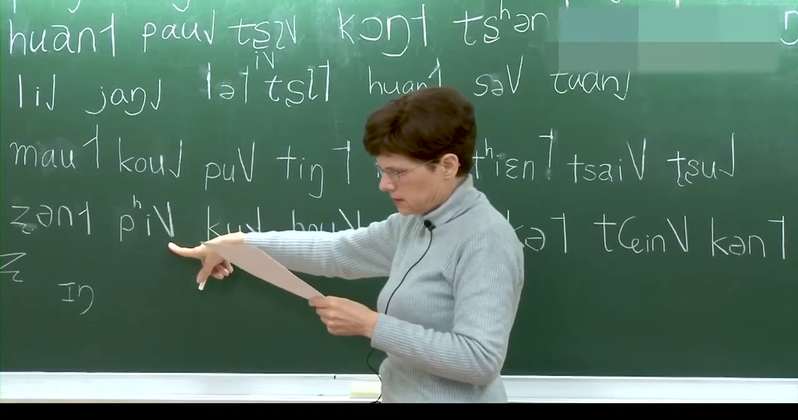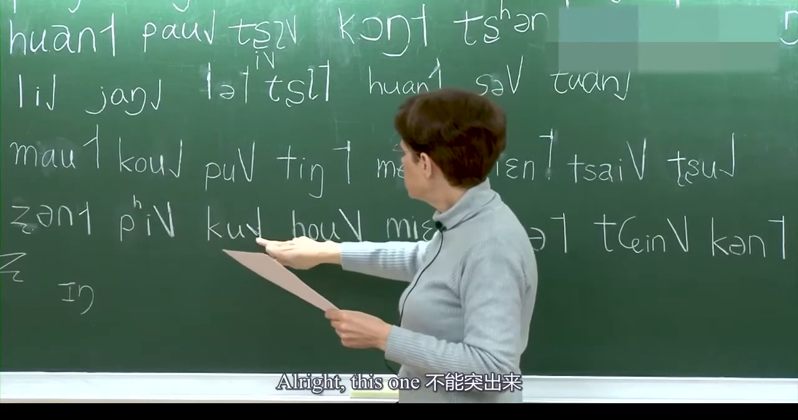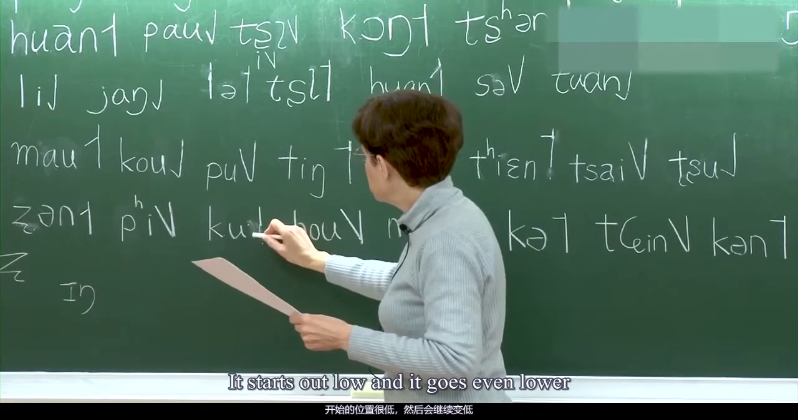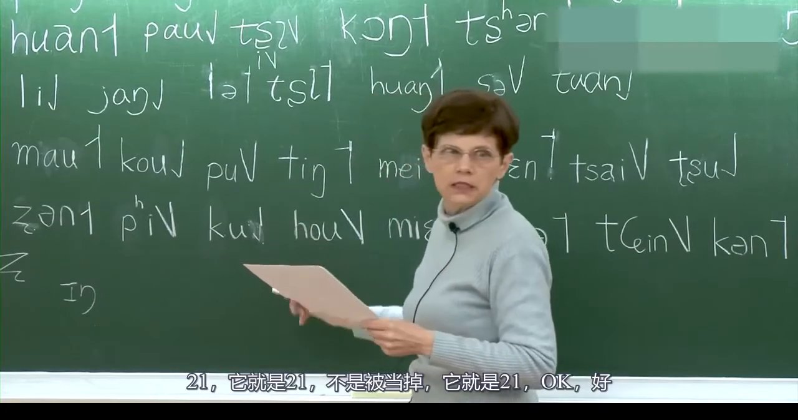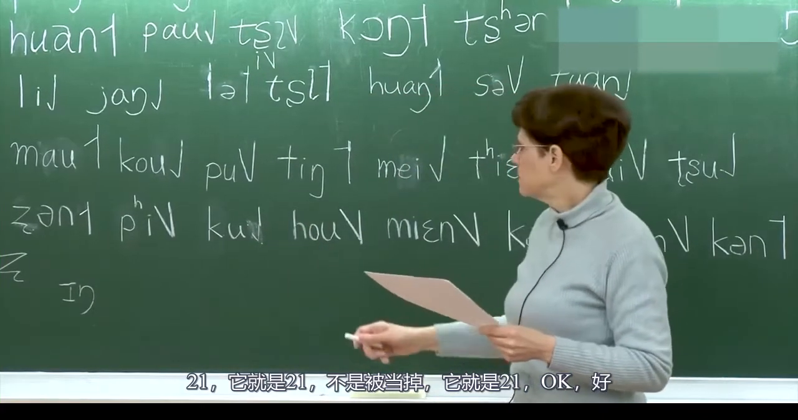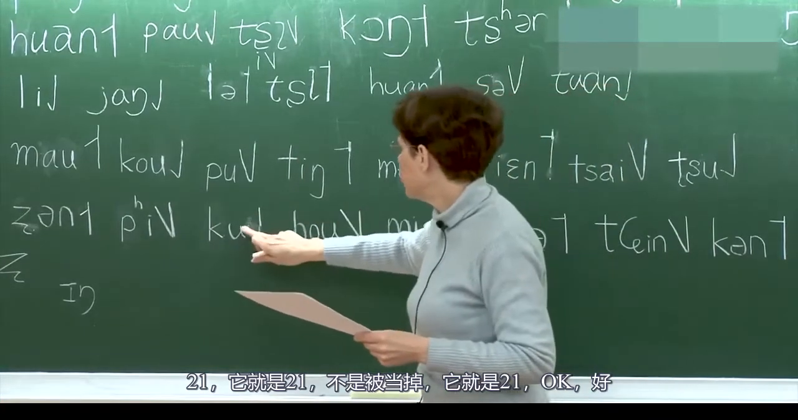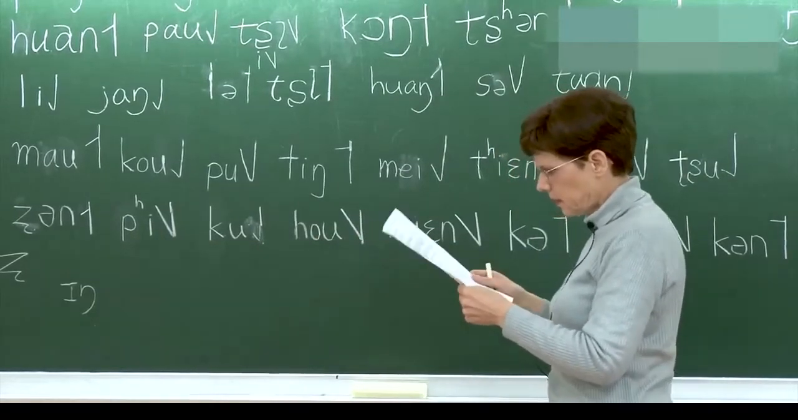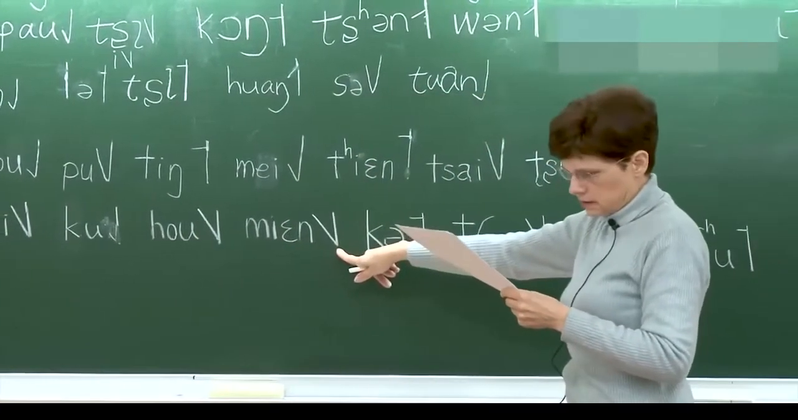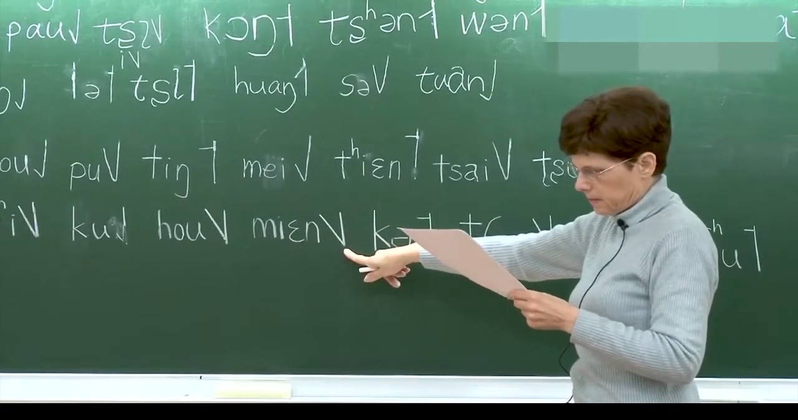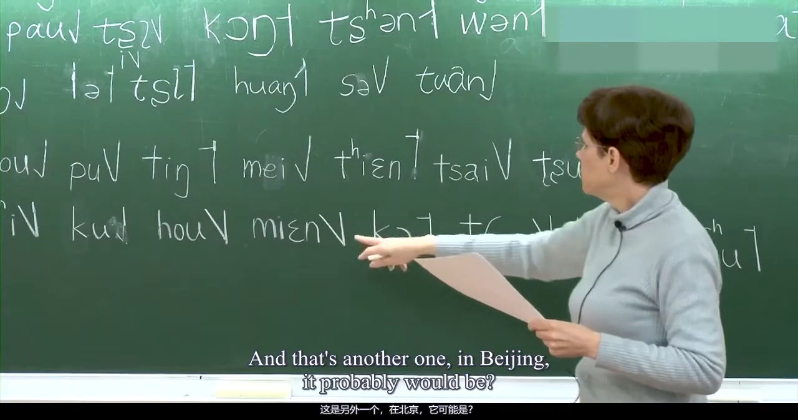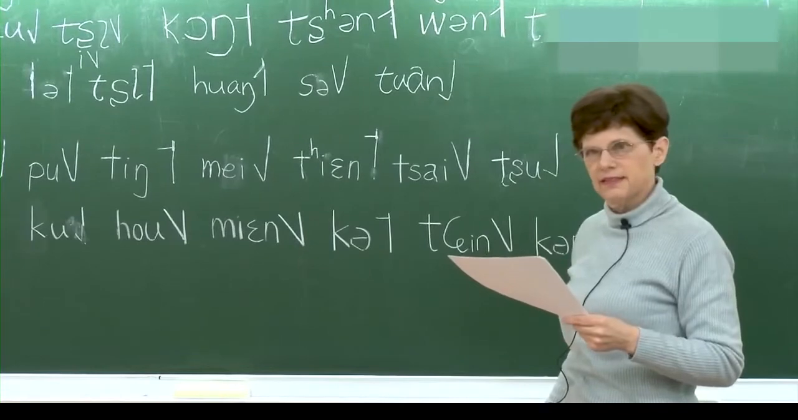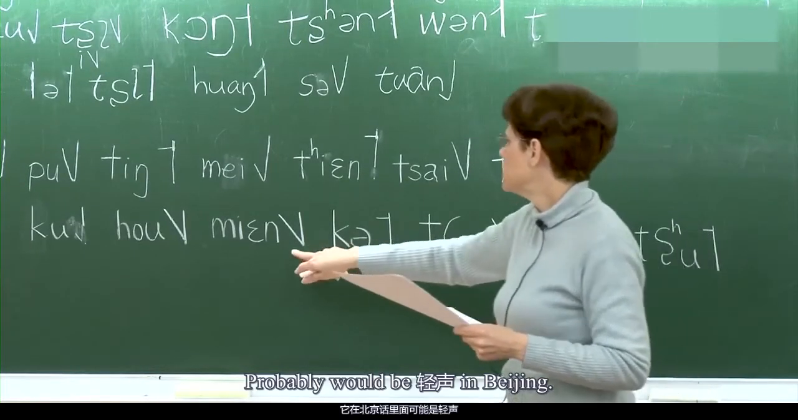Is this correct? Okay, P. All right, this one 不能突出来，因为中文的三声 it starts out low and it goes even lower. 它应该是什么？二一，它就是二一，不是被当掉，它就是二一。OK，好，屁股，hoe is okay. 后面 and that's another one. In Beijing, it probably would be 后面 yeah, 后面 probably would be 轻声 in Beijing.